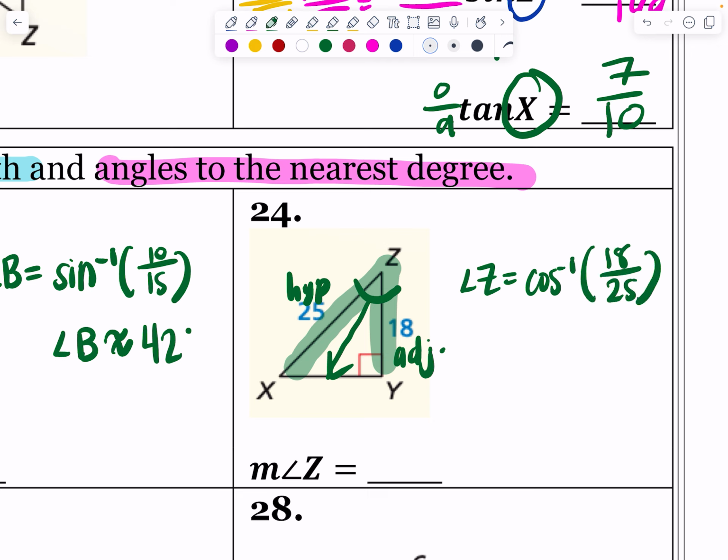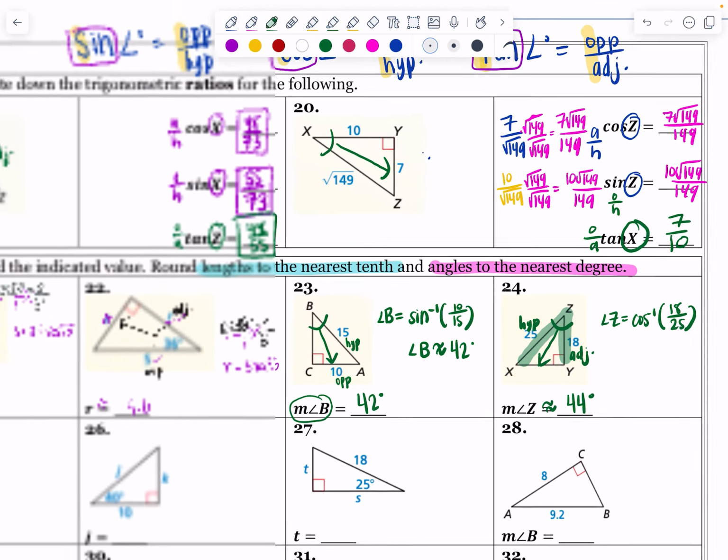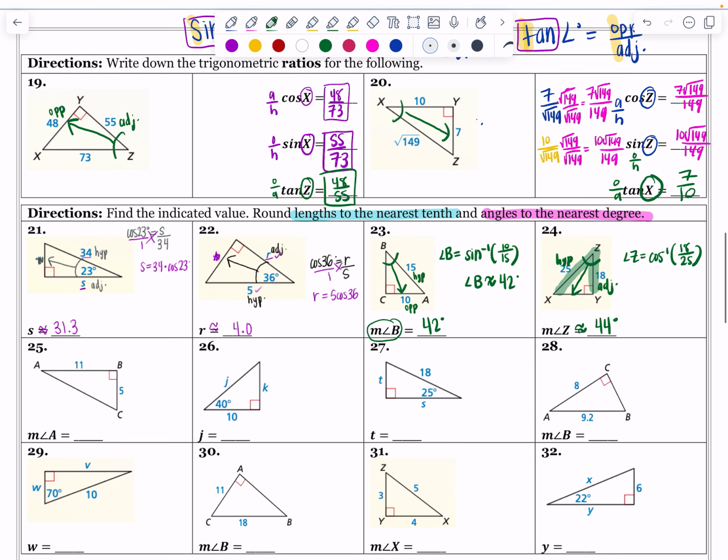And I just type that into my calculator, 18 divided by 25. Inverse cosine of 18 divided by 25. This is going to round to about 44 degrees. This is about 44 degrees. So those are actually easier when you're solving for an angle.